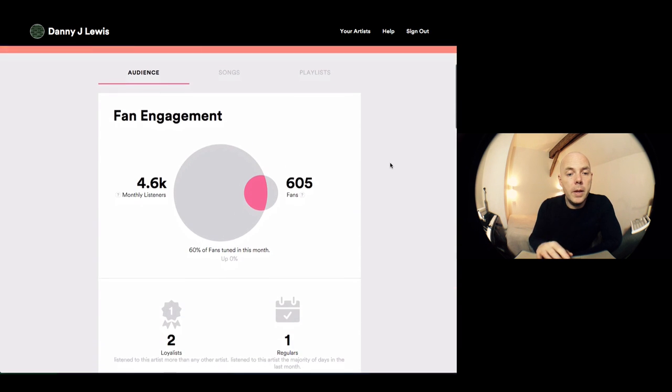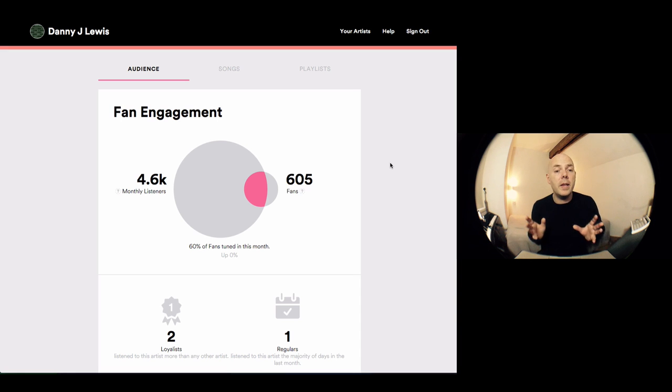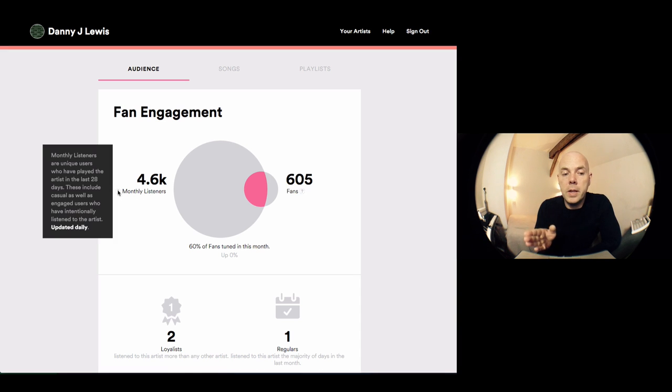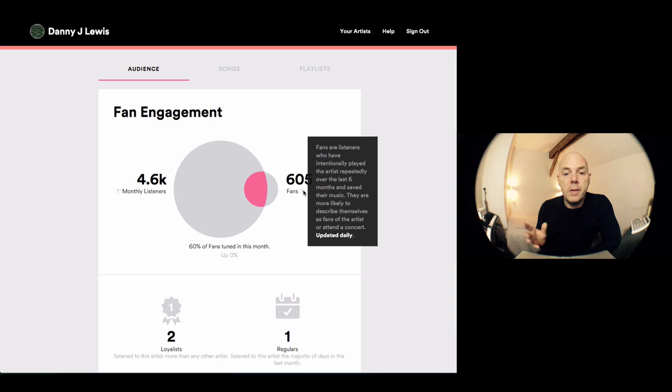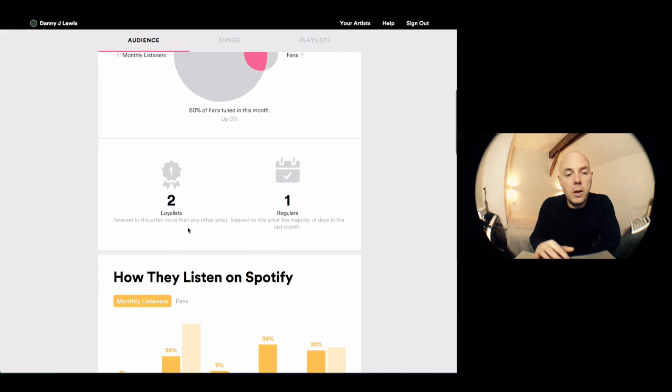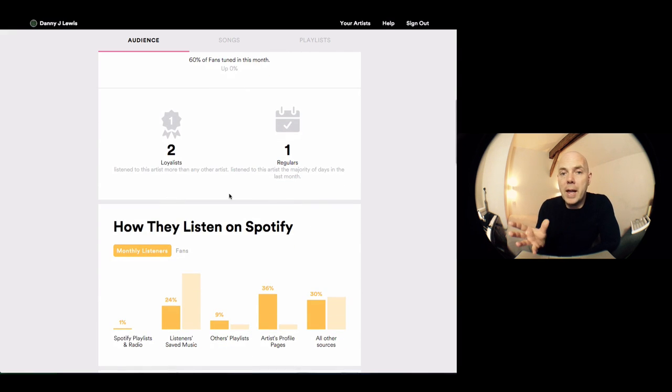Okay, so let's scroll down. Let's take a look. Now, this is a really interesting little diagram here. We're basically looking now at the fan engagement. So on the left-hand side, we can see here the monthly listeners. Okay, so that's something we've already seen defined. But on the right-hand side, what we've got is the fans. If we read the definition, they're listeners who have intentionally played the artist repeatedly over the last 6 months and saved their music. So they're more likely to describe themselves as fans of the artist or attend a concert. So this is a great reference to get you understanding how many strong fans you have supporting your music on Spotify.